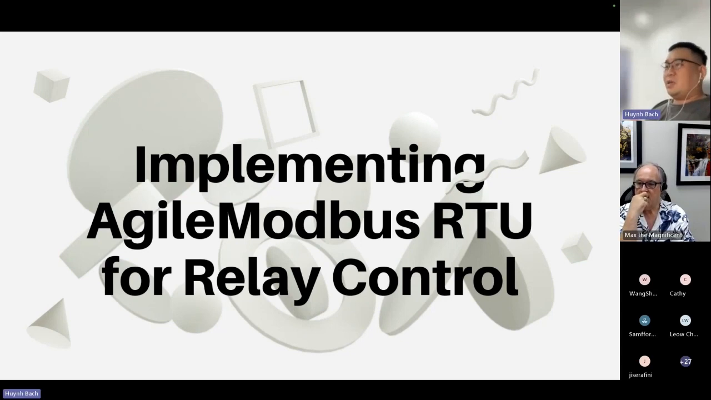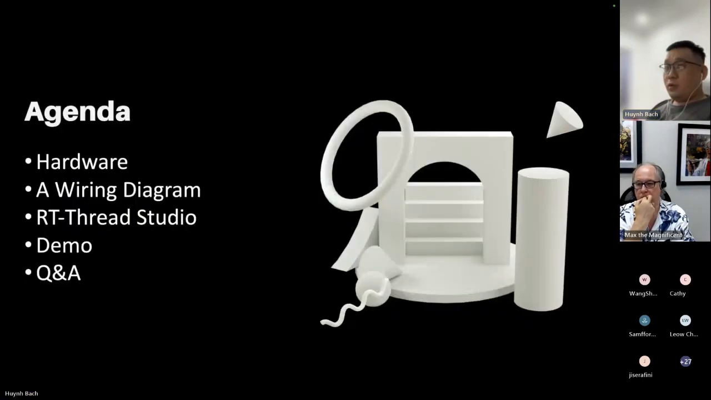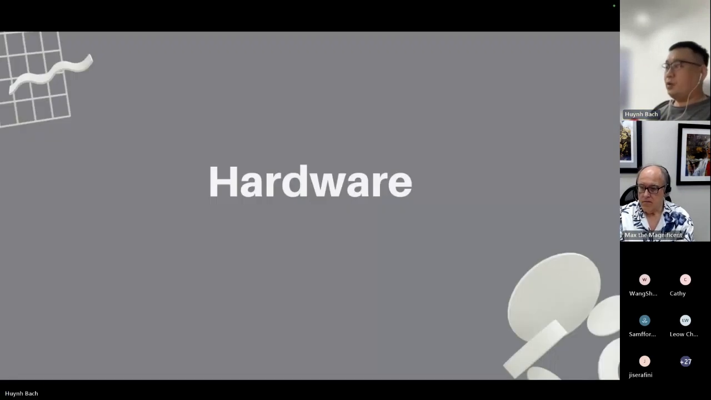Okay. So the topic today is implementing the Agile Modbus RTU for the relay control. So here is the agenda. First, I will go through the hardware that I use, and I will show the wiring diagram. Then I will go through the RT Studio, and I will show my demo. Okay. So let's come to the hardware.